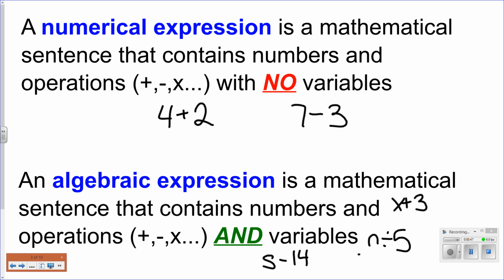And an algebraic expression is the same thing as a numerical expression, but it includes variables. So x plus 3, n divided by 5, s minus 14. Those are all algebraic expressions.